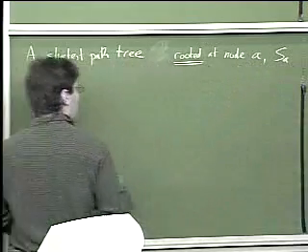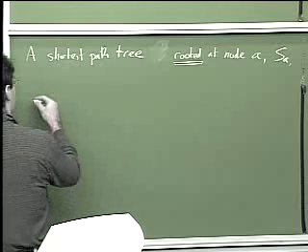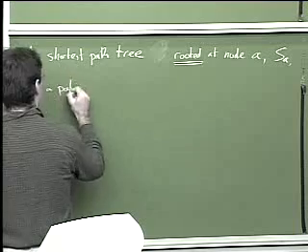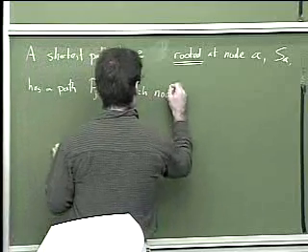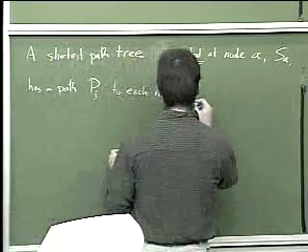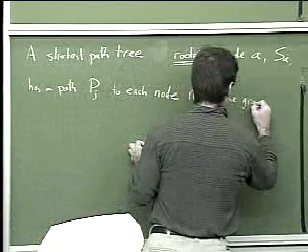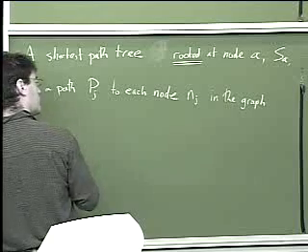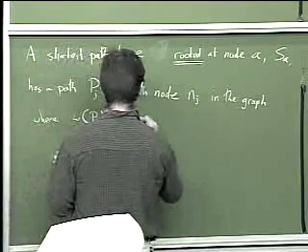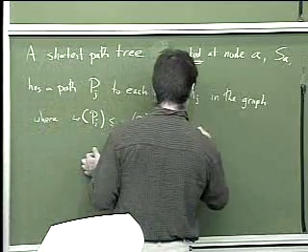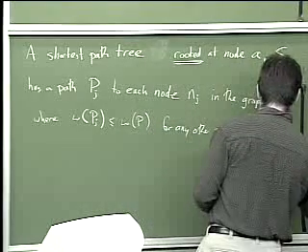So a shortest path tree rooted at node A, S comma A, has a path P sub j to each node, let's say node nj, in the graph, where the weight of P sub j is less than or equal to the weight of P for any other path from A to nj.